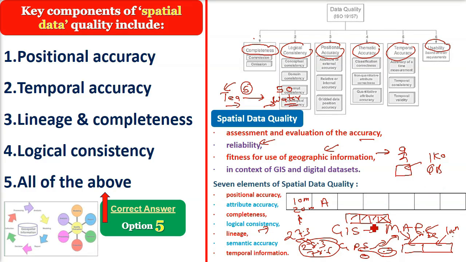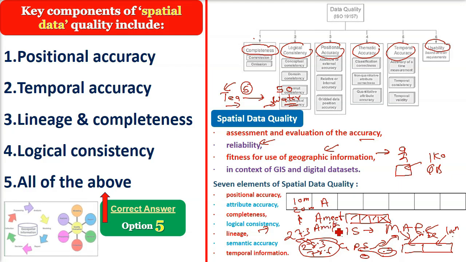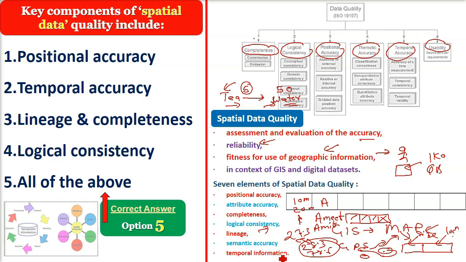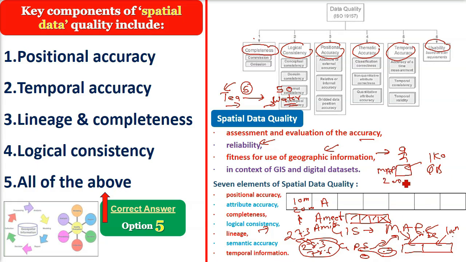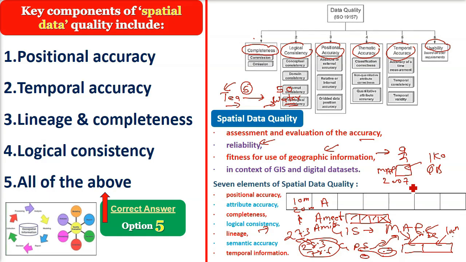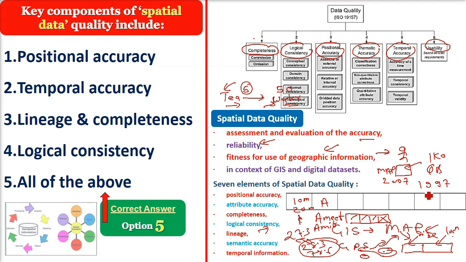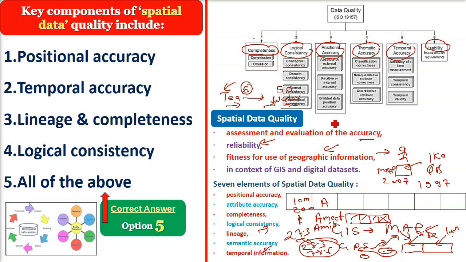Now semantic accuracy. Let us go through the names first. For example, someone has told you that my name is Amit. Now you have written AMEET and he comes to you and says, no, it is not AMEET, I am AMIT. So that is semantic inaccuracy. Temporal information is all about the time. Somebody comes and gives you a map, says it's a 2007 map. You already know it's a 1997 map. So there is a temporal information mistake. Alright. Temporal is all about time. So these are the 7 data quality measures.